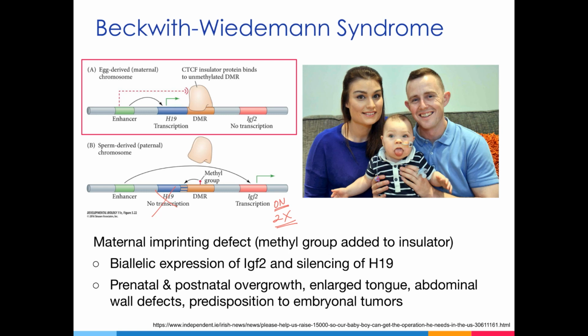can see. So the child will have an enlarged tongue, and they also have a predisposition to develop certain types of embryonal tumors. Now, since IGF-2 expression is important early on, but decreases as the child ages, adults who have this condition can generally lead normal lives.